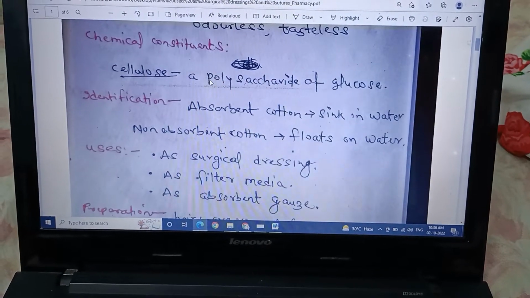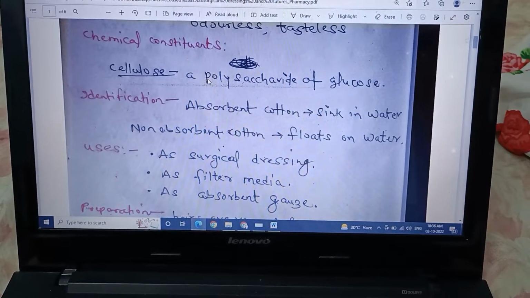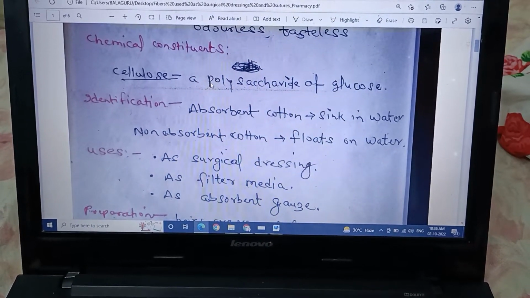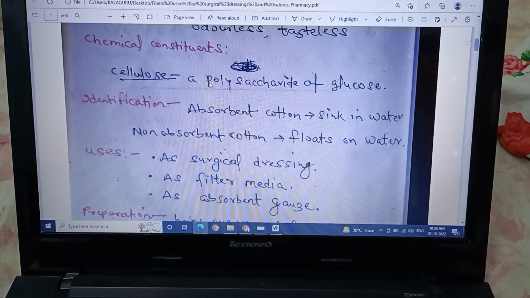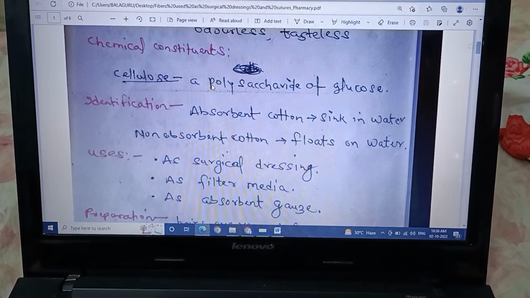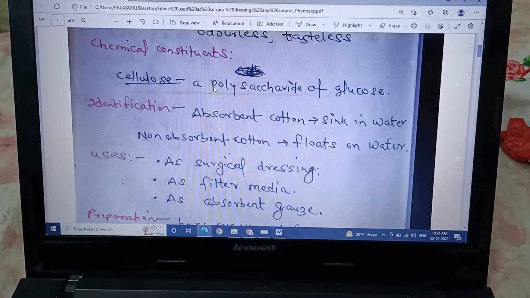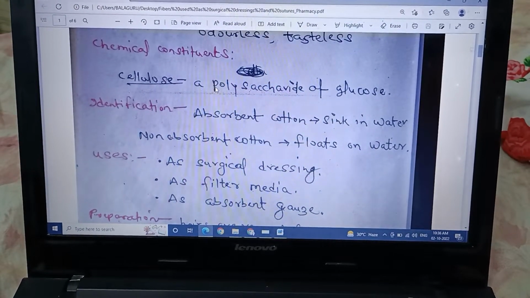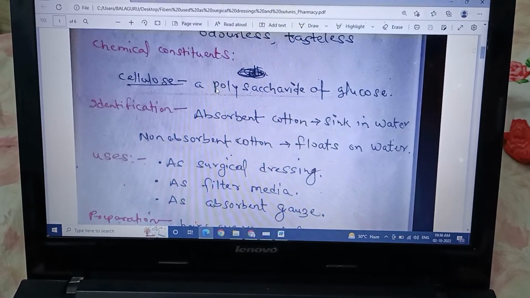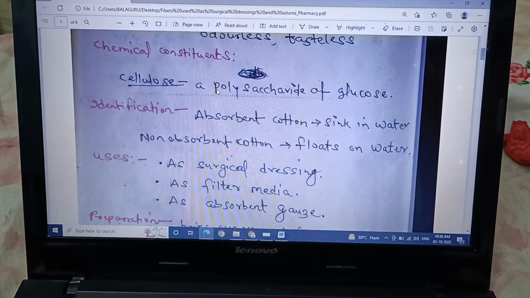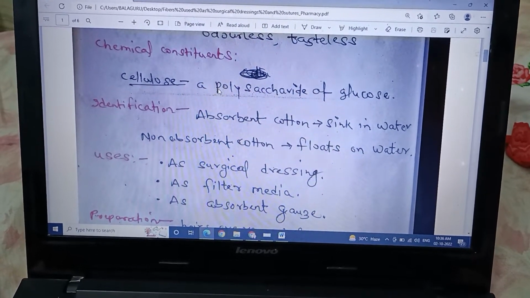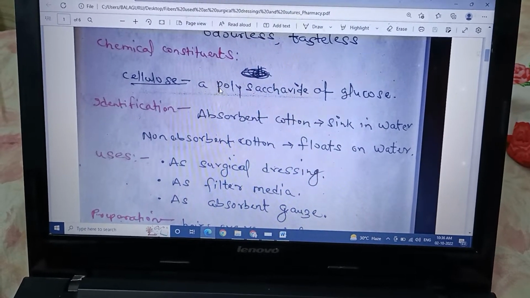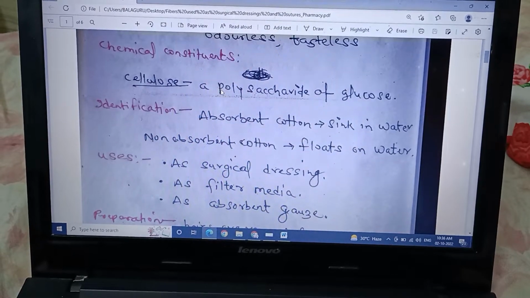For identification, absorbent cotton sinks in water, while non-absorbent cotton floats on water, because it cannot absorb the water. The uses of cotton are as a surgical dressing, as filter media, and as absorbent gauze. So for these purposes, we are using cotton.